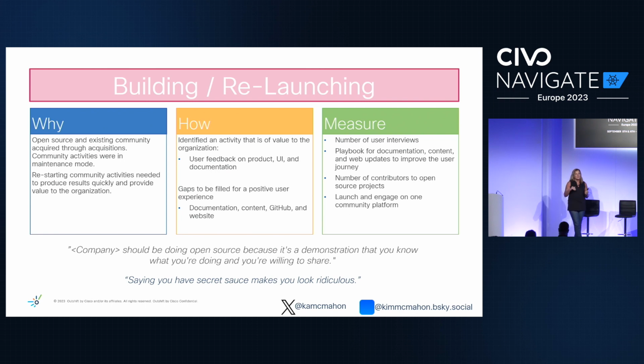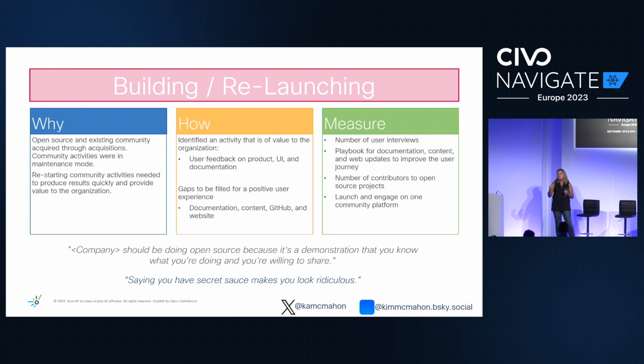So this organization made a shift in their strategy to prioritize building a community and prioritize their open source project. But at the same time, the leadership didn't really know what that meant, and they don't know what building a community really is. So the community team got together and talked about what would be of most value to the organization as we're rebuilding, kind of relaunching our community.